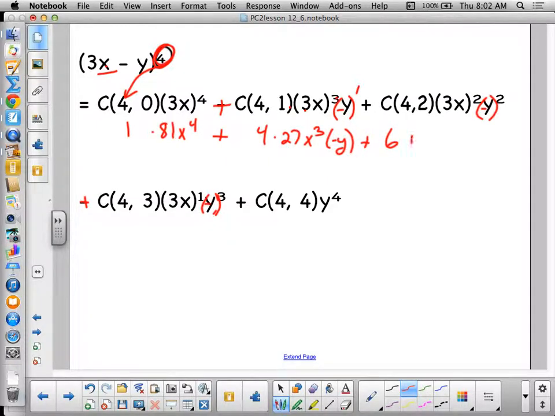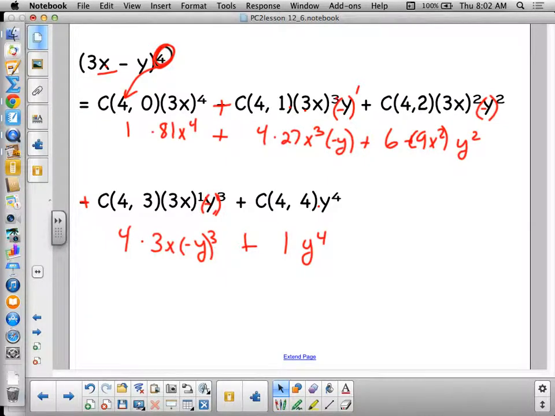3x squared is 9x squared, 6 times 9x squared. Negative y squared is just positive y squared. Combination of 4 choose 3, that's going to be another 4. 3x to the 1st power is 3x. Negative y to the 3rd power is negative y to the 3rd. 4 choose 4 is 1. y to the fourth is just y to the fourth. Negative y to the fourth is just y to the fourth. Now we put things together.